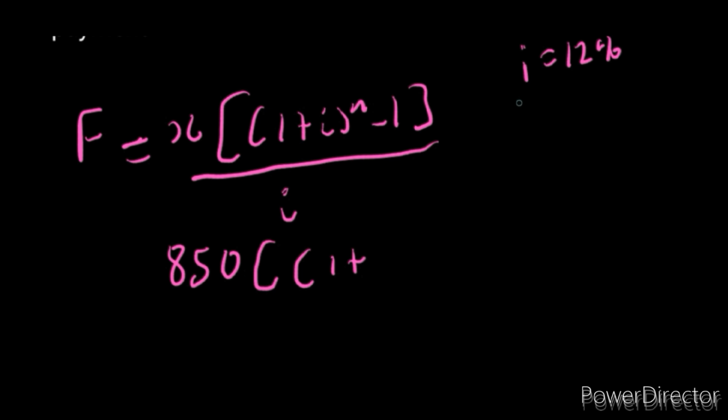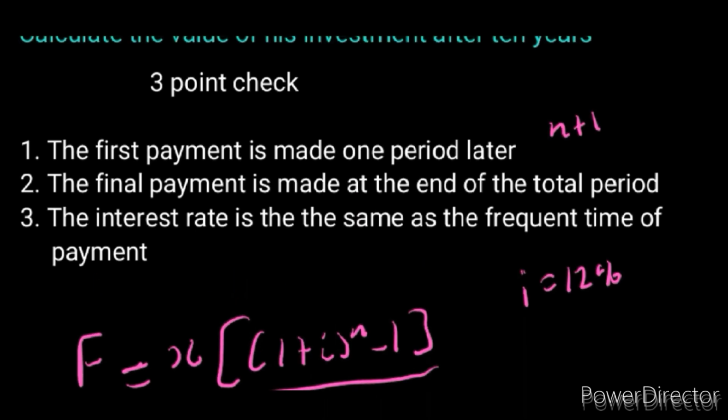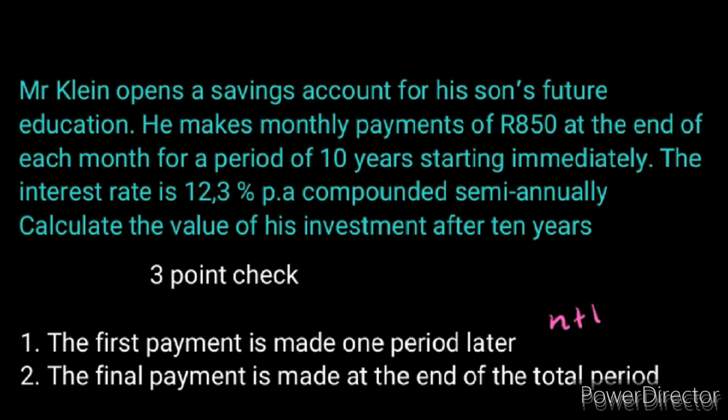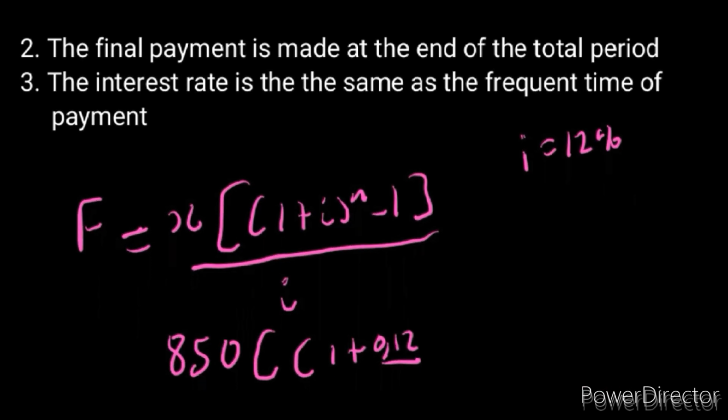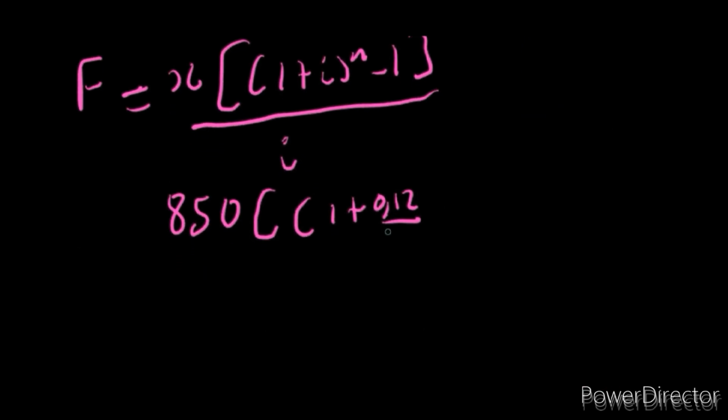Now the interest rate is the one that we calculated, right? The monthly interest rate, since the guy is paying per month. So it's not going to be 0.123, because 0.123 is compounded semi-annually, right? But we wanted monthly. It must be the same as the frequent payment. So this divided by 12, then this is going to be the number of years. The number of years is 10 years, so it's going to be 10 times 12.